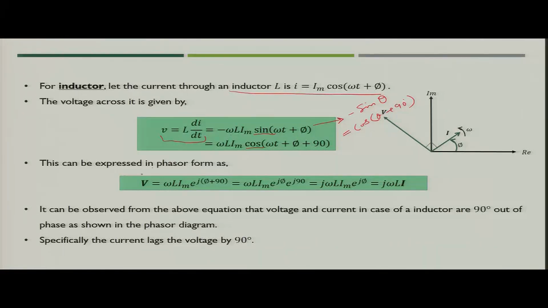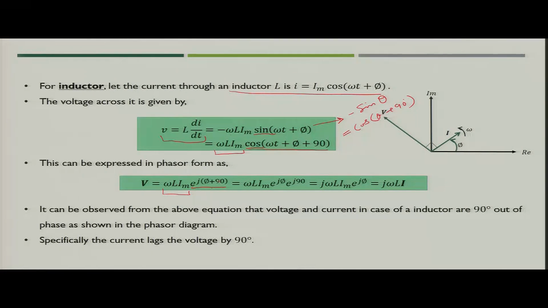Now, how will you represent the voltage in phasor terms? This term is constant, so you can write omega L Im. Then the cos term you can represent in the Euler form, so you will write e to the power j(phi plus 90). This would be the phasor representation of the voltage which we just derived.